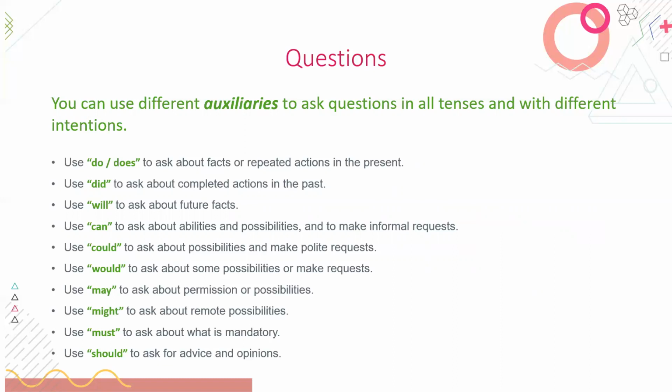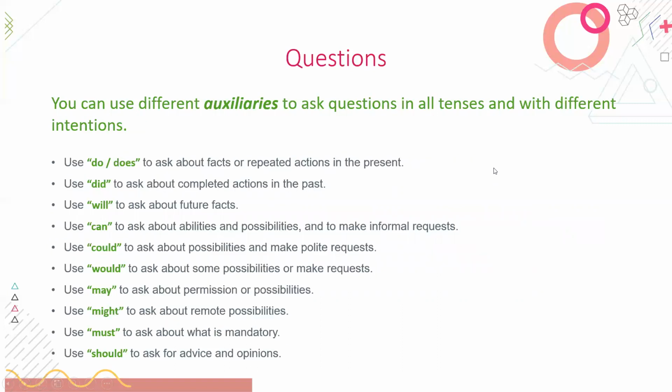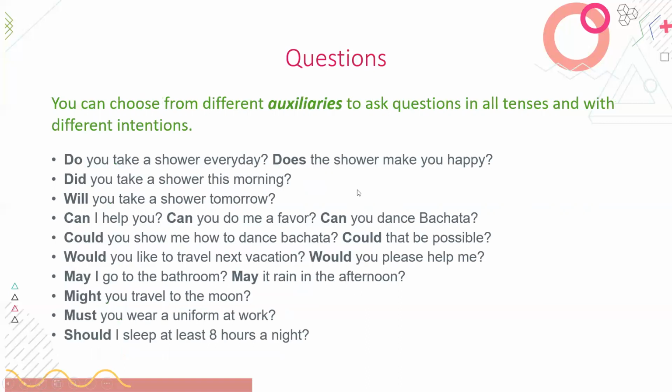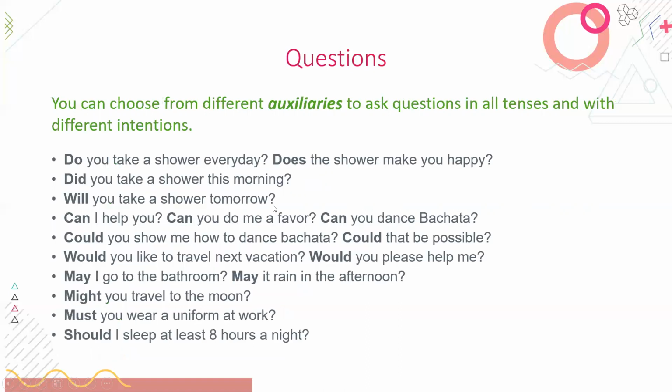You can use do or does to ask about facts or repeated actions in the present. Do you take a shower every day? Does the shower make you happy? You can use did to ask about completed actions in the past. Did you take a shower this morning? Use will to ask about future facts. Will you take a shower tomorrow?